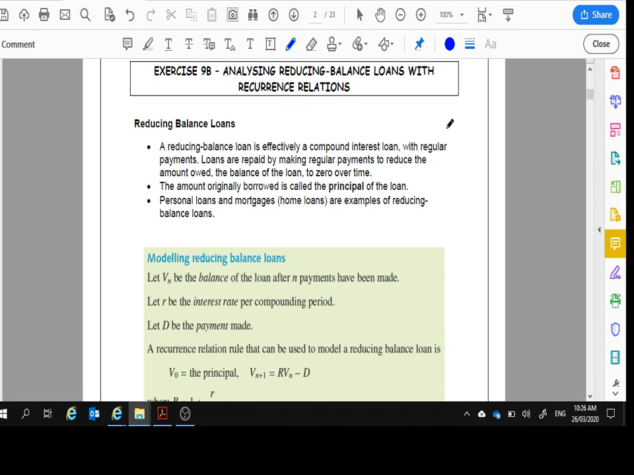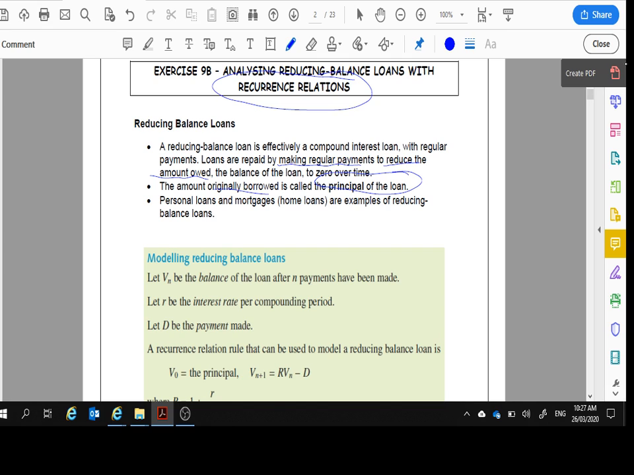So today we're going to be analysing reducing balance loans, and we're going to use recurrence relations to do that. Remember, with reducing balance loans we make some regular payment, and therefore it reduces the amount that we owe. Because if every month we give the bank something, even though they charge us interest, we would hope that it is reducing. Well, it should reduce.